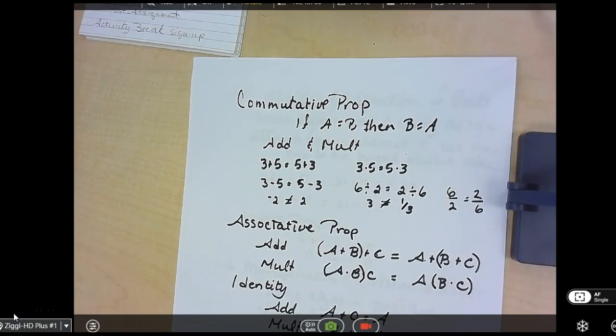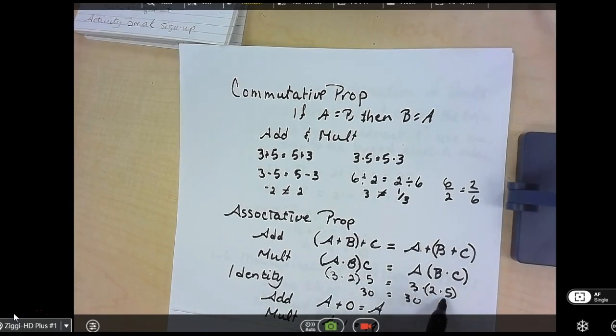I didn't do an example of that, so let's just quickly go. 3 times 2 times 5. So if I take 6 times 5, that's 30. Well, if I take 10 times 3, that's also 30. So you could group them with whichever is easier to multiply. I like 10 times 3.